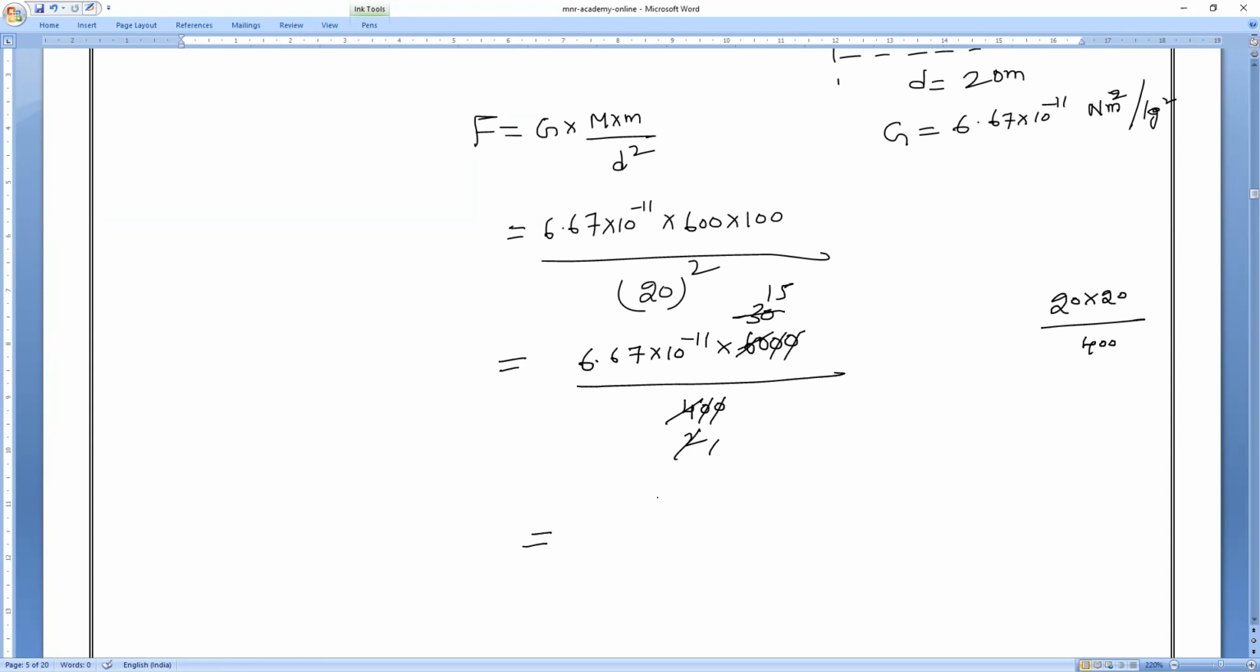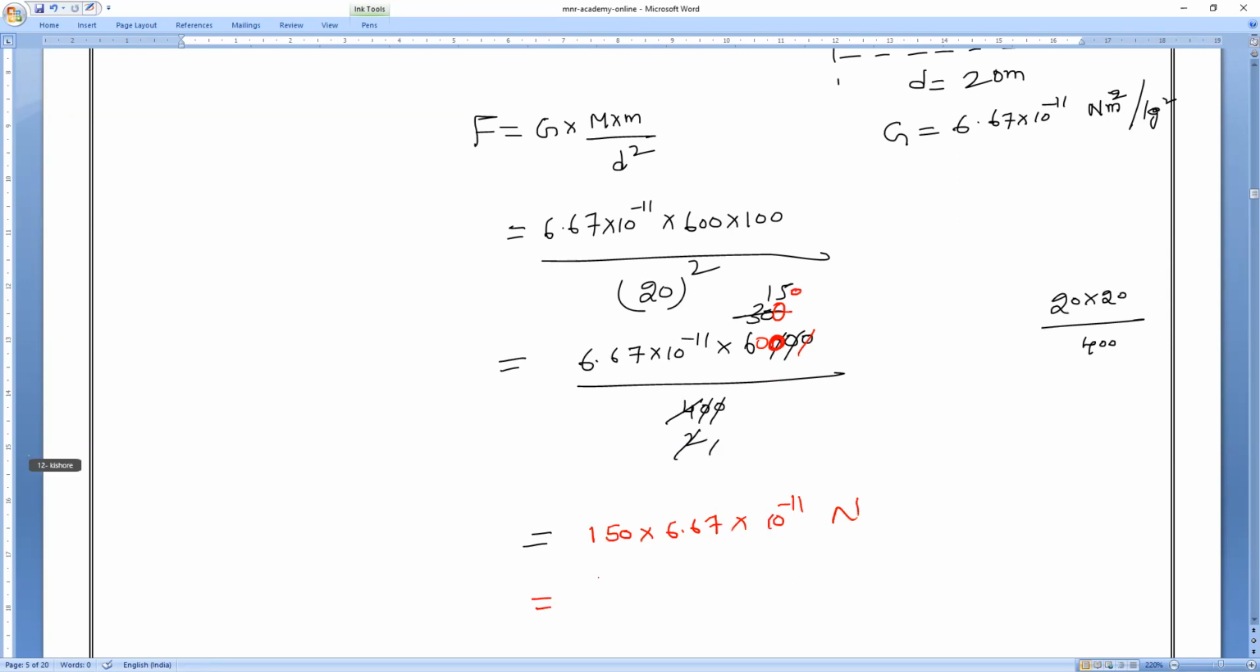600 into 100, how much? 60,000. Okay, correct. That's fine. Then also it will turn up into this, two zeros cancel, so we'll get 600. So 600 means here 300, means 150. Okay? So 150 into 6.67 into 10 power minus 11 newtons. That is the answer. So find 150 into 6.67.